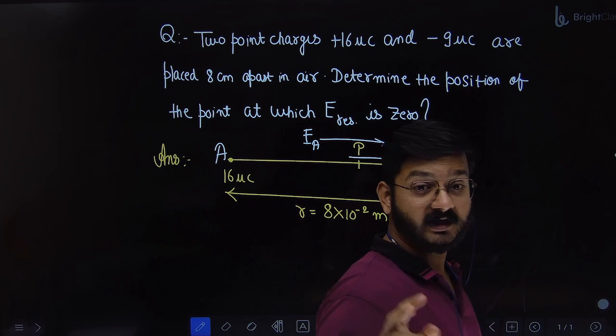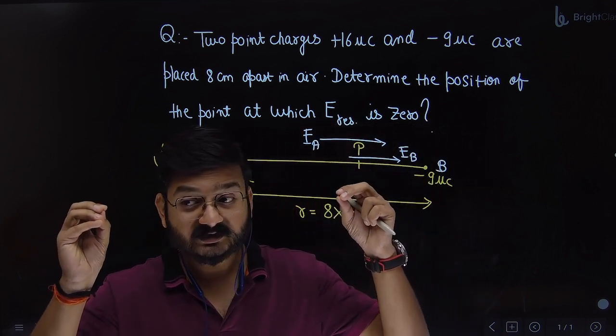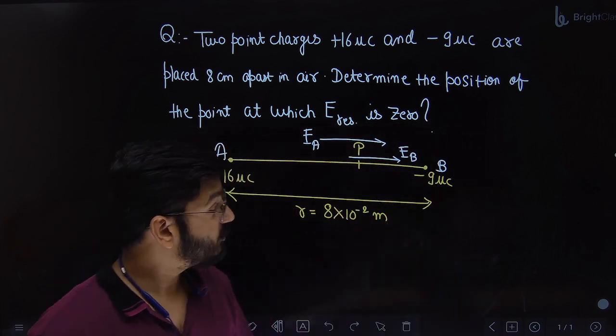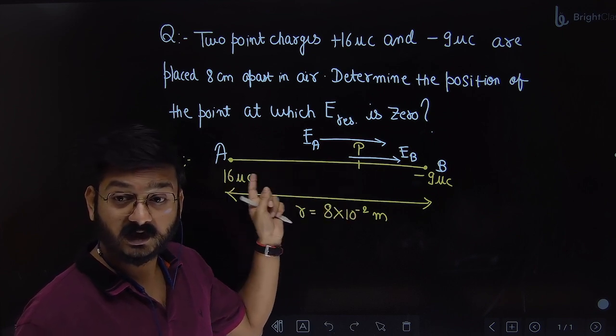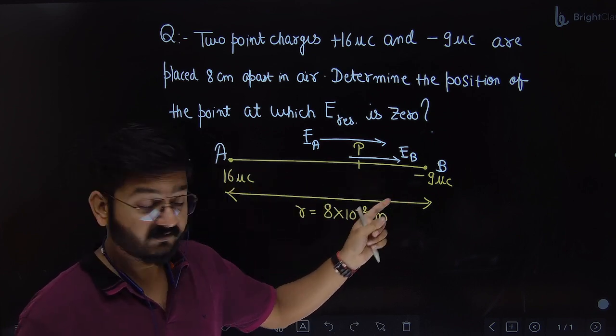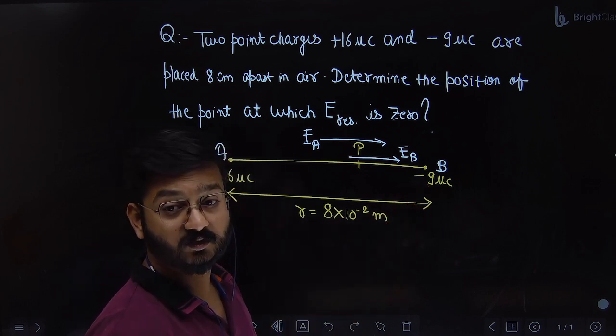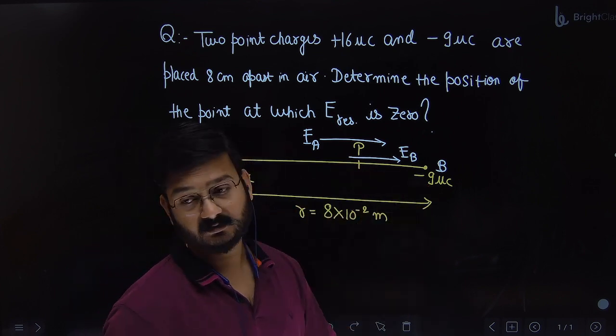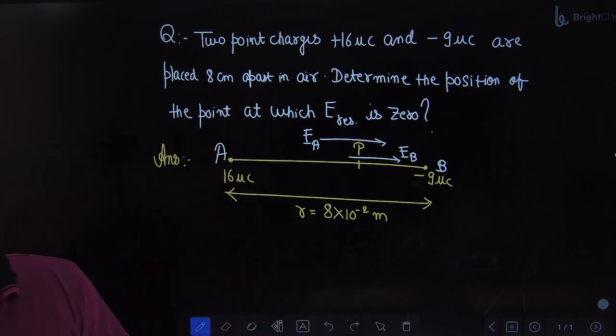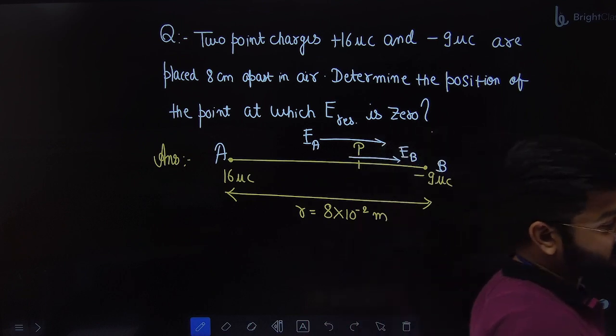This was again asked as a question: if two charges are of the same sign, then you can get the neutral point on the line joining them. If the charges are of opposite sign, you cannot get the neutral point on the line joining them. Is it clear? Make a note of this concept. That's what I was trying to explain to you.